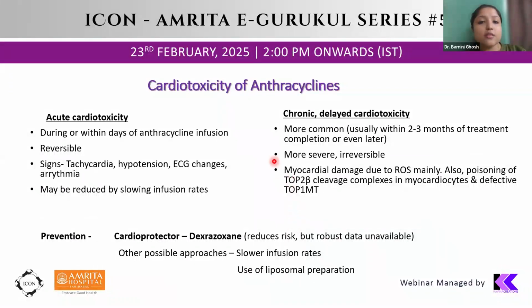The cardiotoxicity of the anthracyclines is of two types, either acute cardiotoxicity or delayed cardiotoxicity. Acute cardiotoxicity occurs within days or during an anthracycline infusion. It is usually reversible. There can be tachycardia, hypotension, ECG changes, or arrhythmia. This may be reduced by slowing the infusion rate. Doxorubicin is commonly administered by an IV infusion over 10 minutes. But if we can slow the infusion rate somewhat, it may lower the risk of cardiotoxicity.